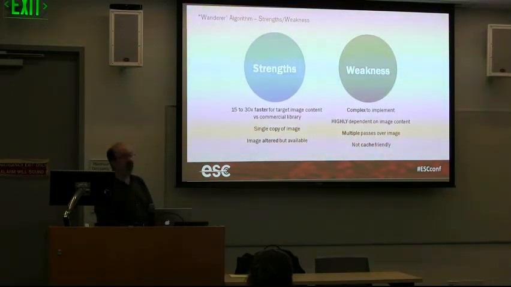Weakness. This thing's actually pretty complex to implement. Figuring out the wandering directions and so forth, not simple. It's highly dependent on image content. If you give this something, an image outside of its boundary, you're kind of done. There's multiple passes over the image, and it's not cache friendly.